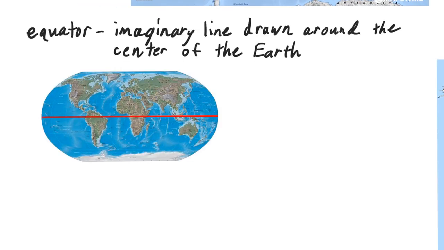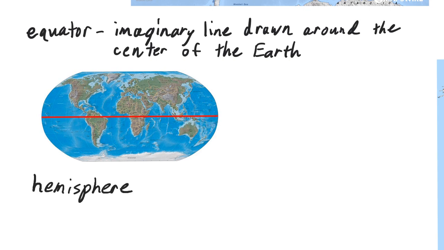First, the equator is an imaginary line drawn around the center of the Earth. You can see this red line is the equator. It's right in the middle between the North and South poles. And it's not really there. Of course, if you go to this spot on Earth and look down, there's no line there, but it's the line that's exactly in the middle of the Earth.